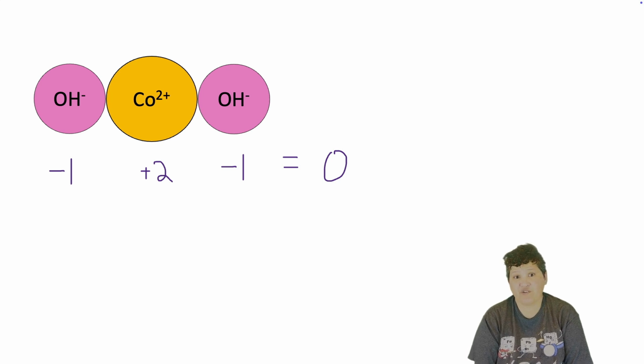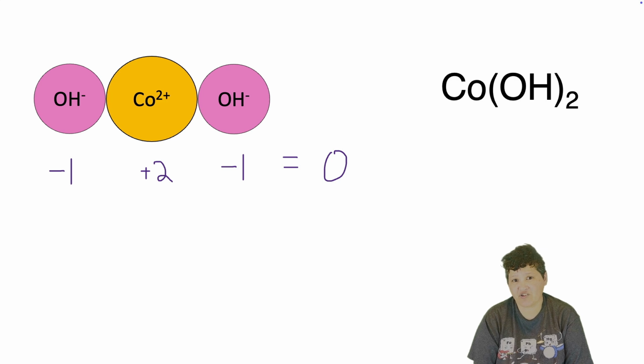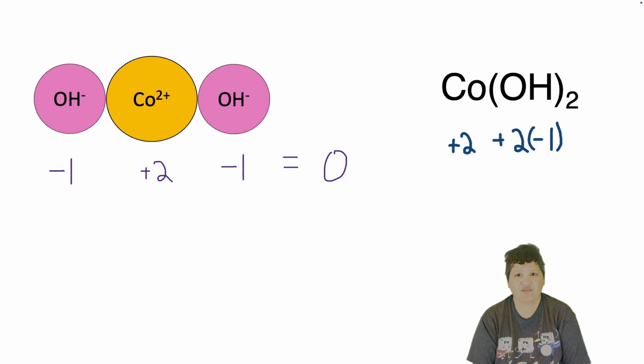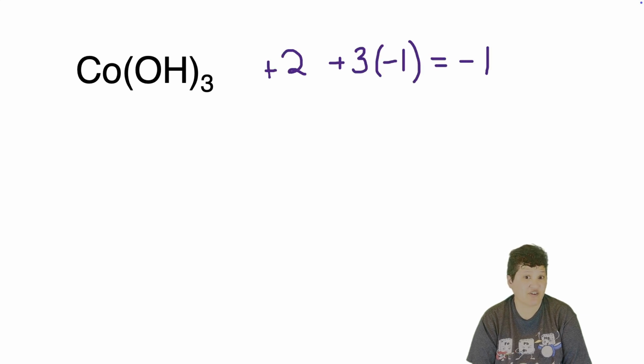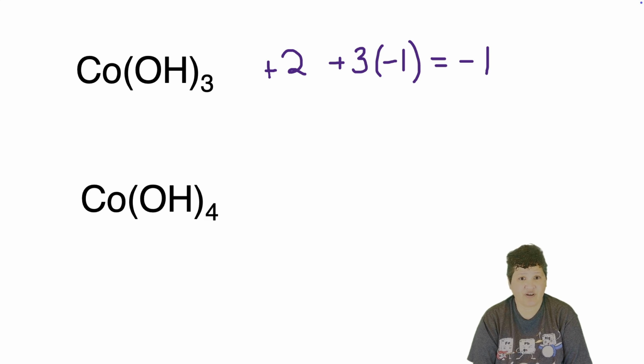This works great if you've already drawn a picture to help you visualize the complex, but the way I usually do the math is to start with the charge on the central atom, multiply the charge on the ligand by the number of ligands, and then add those numbers. Doing the math tells us that a cobalt hydroxide complex with 3 hydroxides should have a charge of -1, and a cobalt hydroxide complex with 4 hydroxides should have a charge of -2.